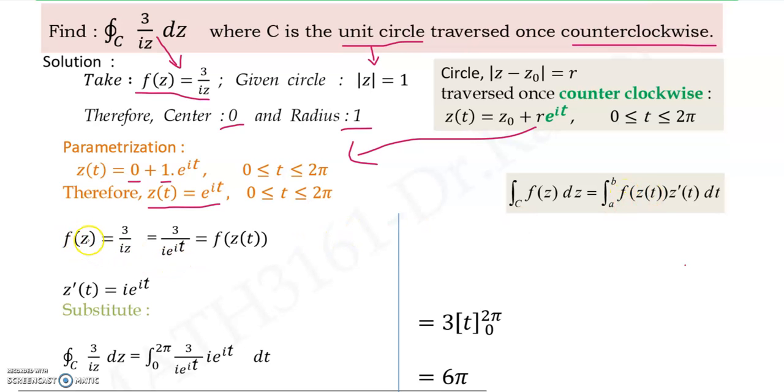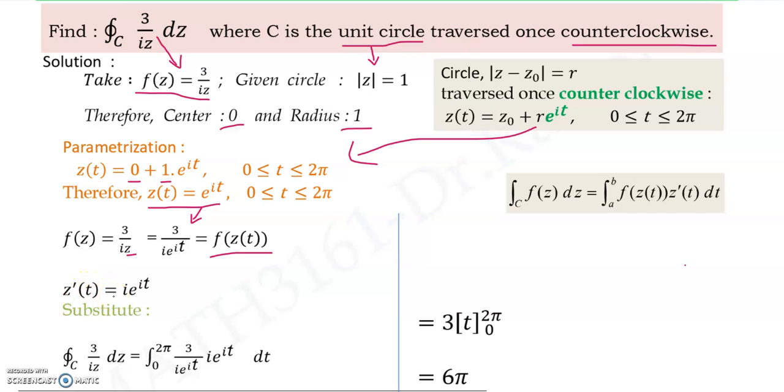So f of z is equal to 3 over i z, as given in the question. Now this is z, and we have to substitute here. This is z of t. So it is equal to 3 over, this z is nothing but e to the power it, and i is already in the denominator, so i times e to the power it. This is called f of z of t. Now, what is z dash of t?